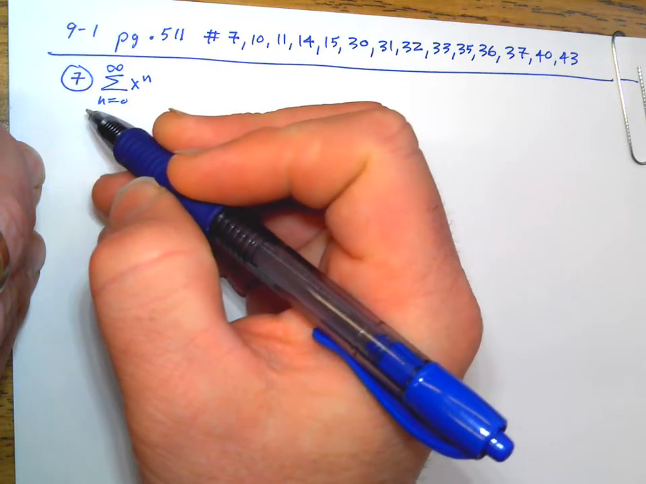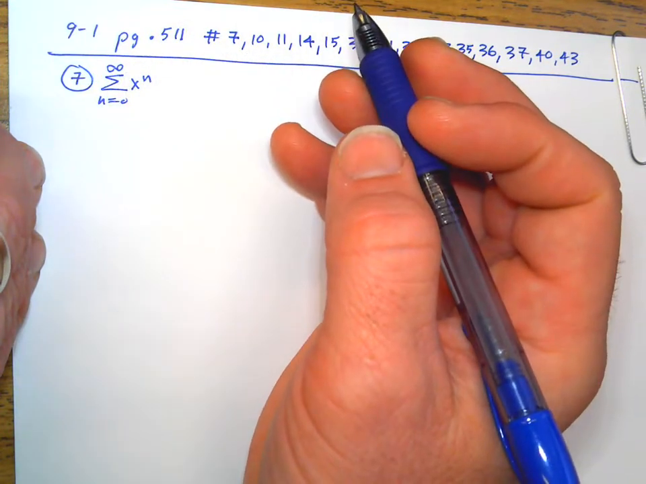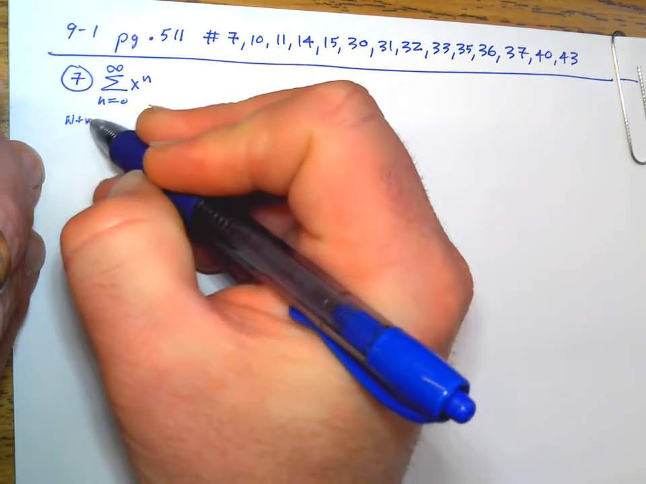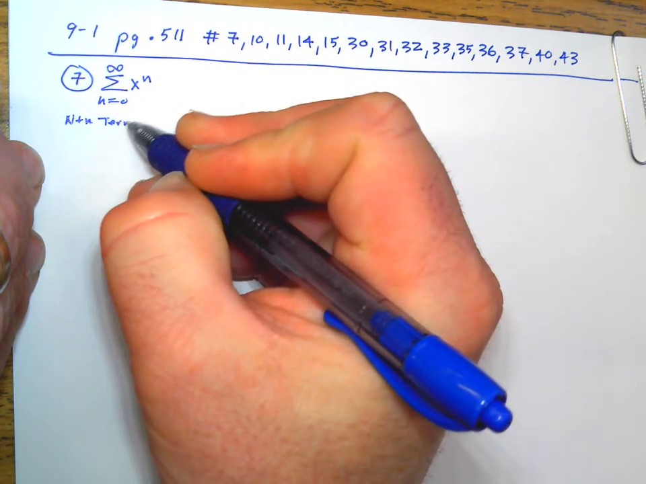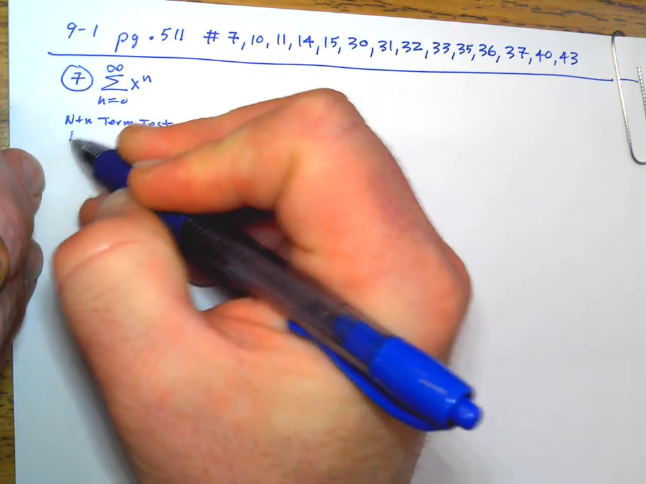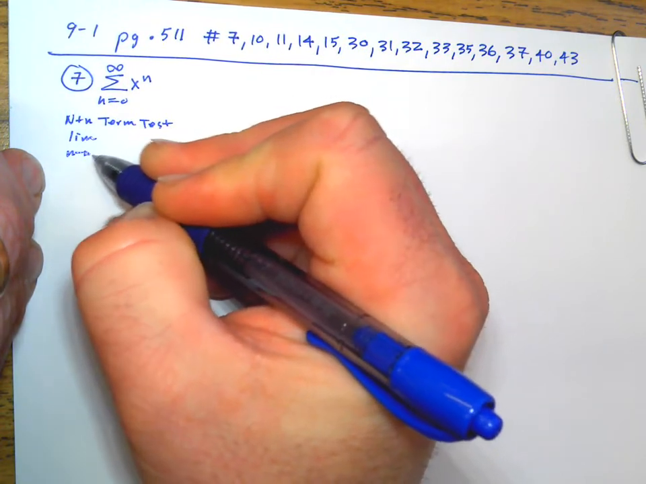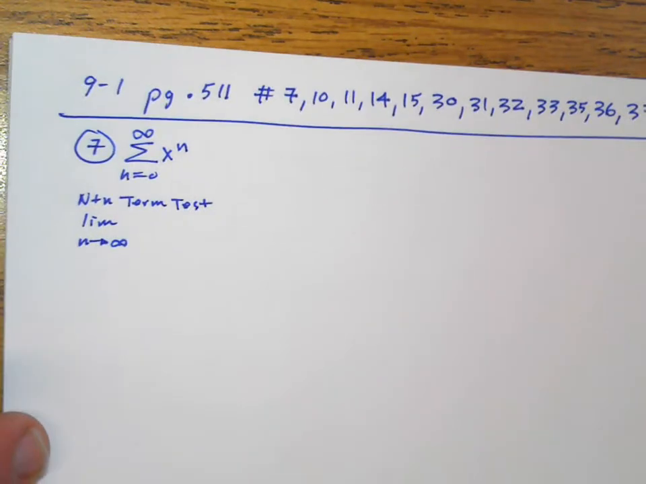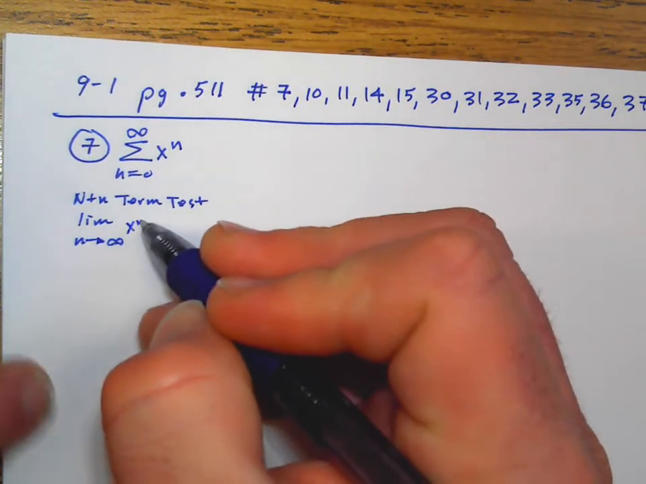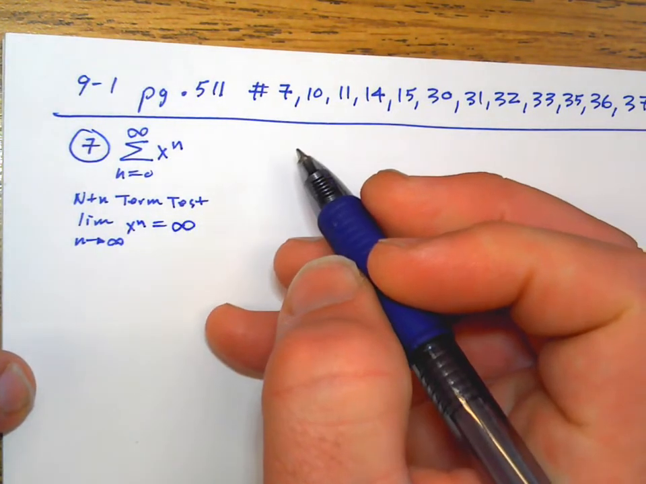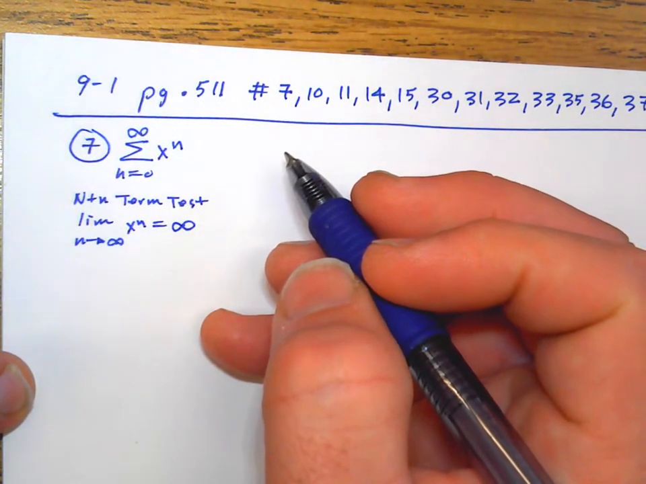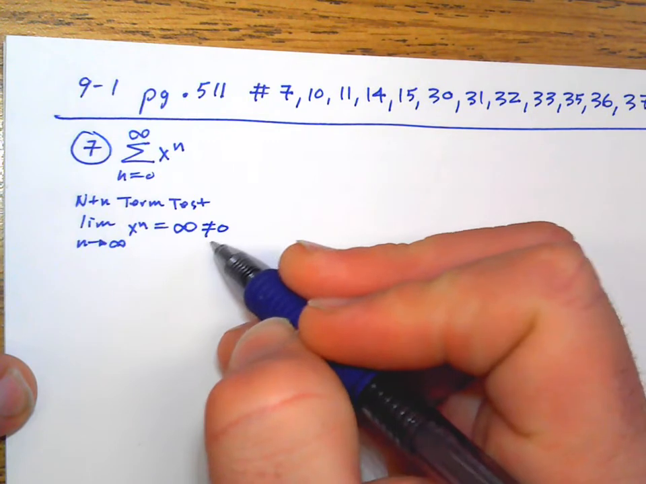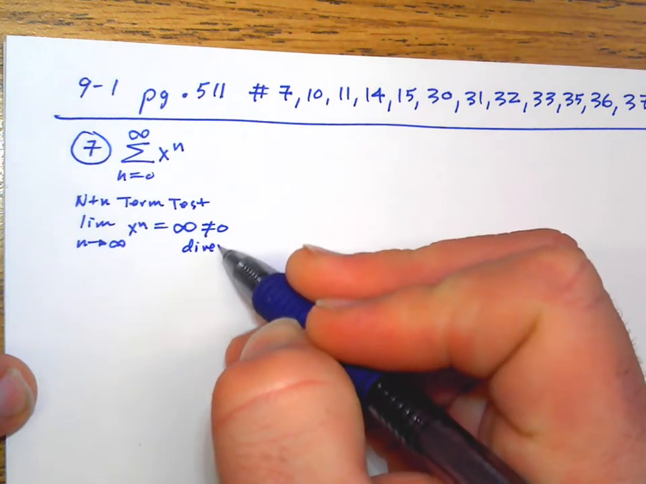We could try the nth term test, but that's not going to help you find the radius of convergence. But maybe I'll just start writing the nth term test. And I want you to write the name down. The nth term test says take the limit as n goes to infinity of the nth term. And this one blows up and goes to infinity. So we would think that this actually does not converge, it diverges.